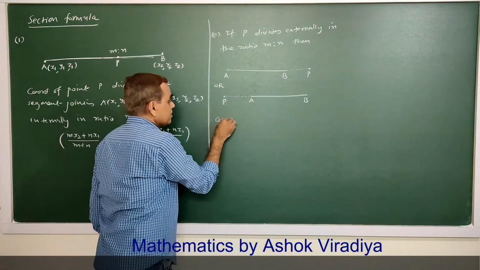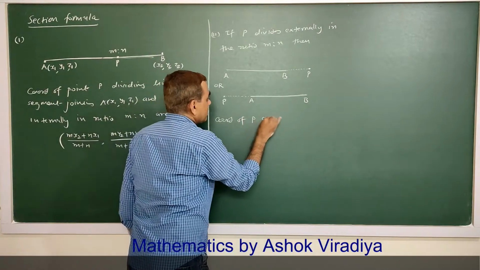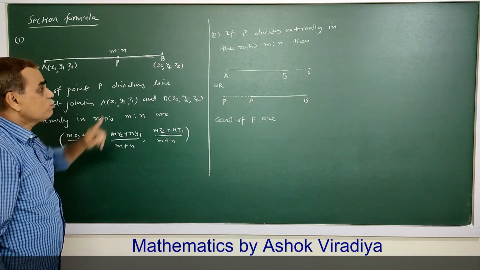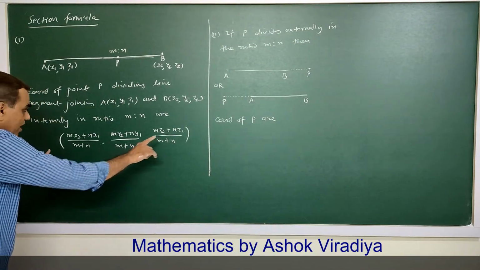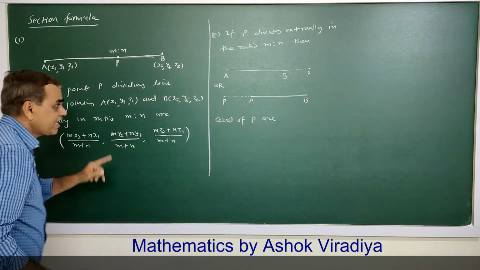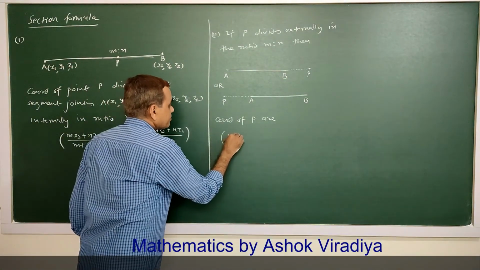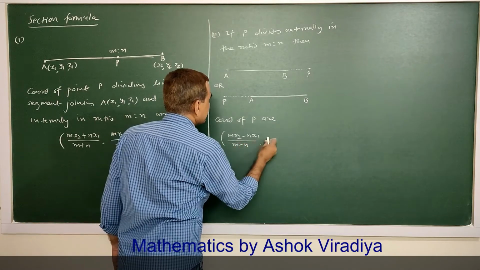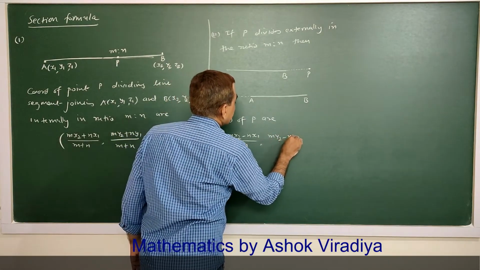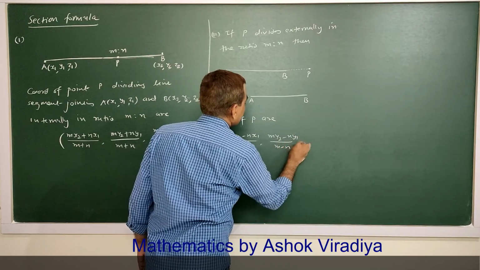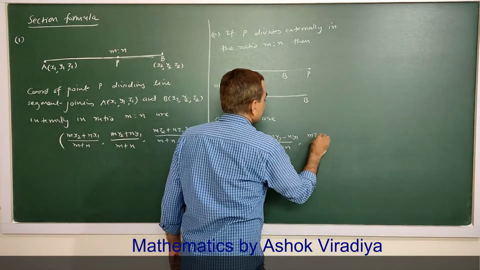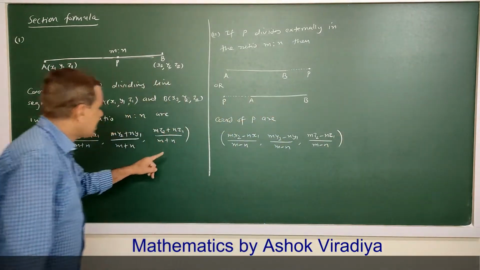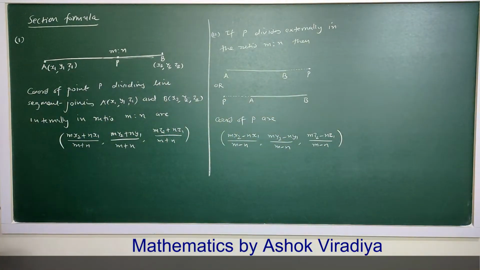Coordinates of P are, if A is x1, y1, z1, B is x2, y2, z2, then only change in this formula, replace plus by minus sign. So mx2 minus nx1 upon m minus n, my2 minus ny1 upon m minus n, mz2 minus nz1 upon m minus n. So this plus sign will be replaced by minus.